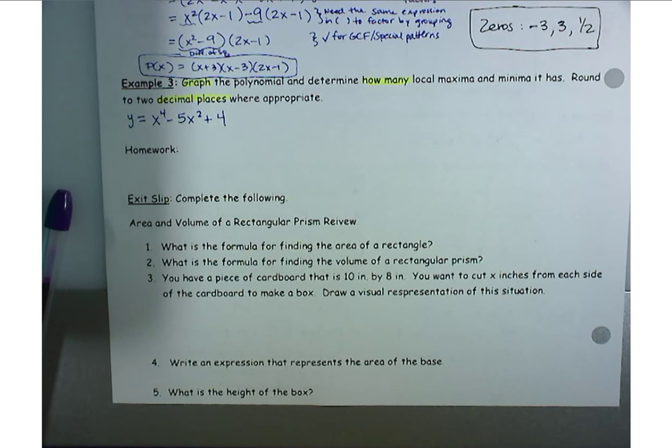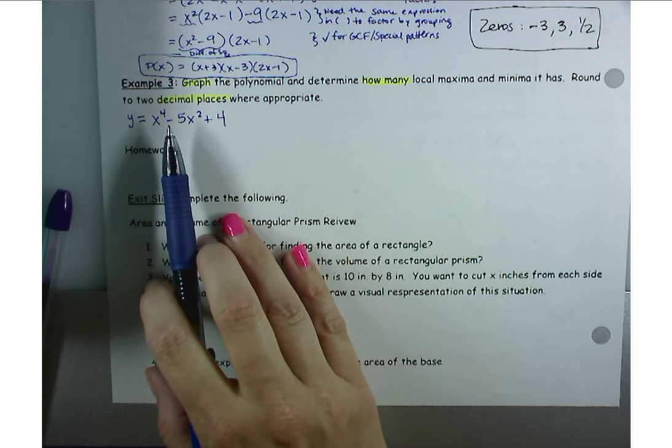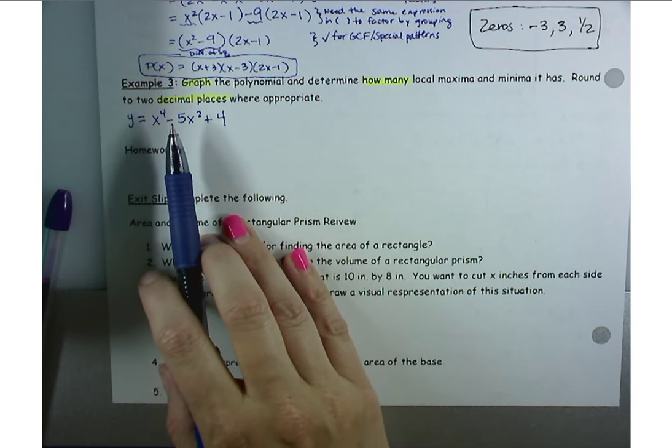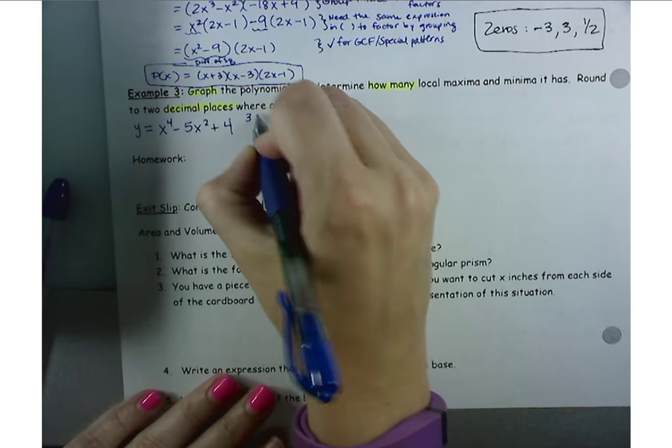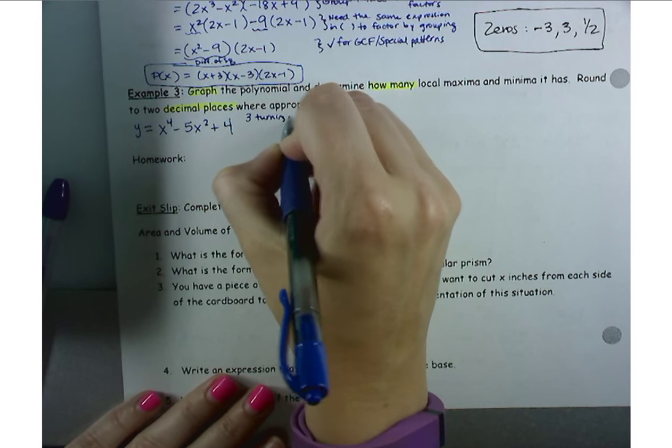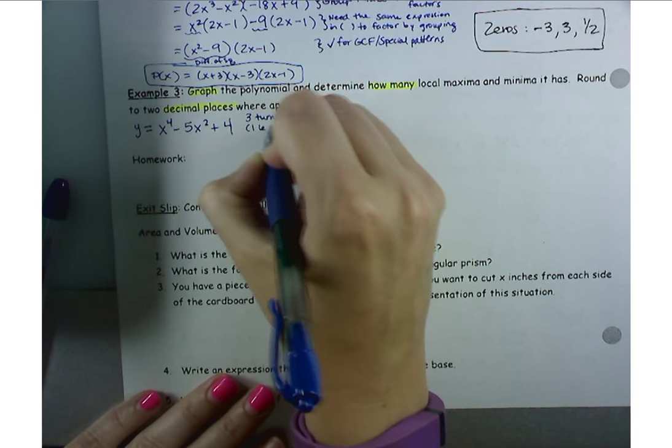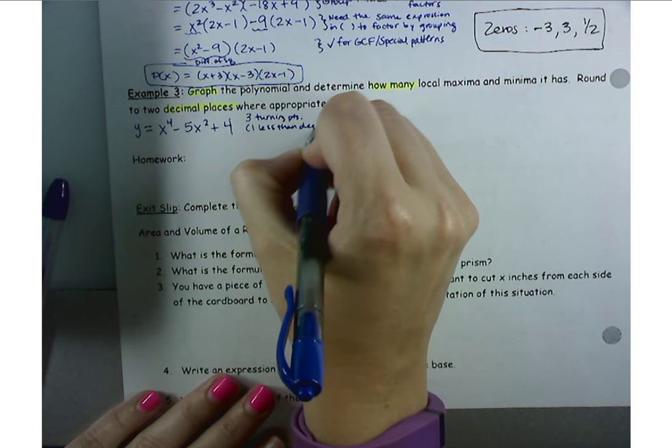But I also want to show you how you can tell how many there are without even graphing it. Do you guys remember talking about turning points last year in Algebra 2? How many turning points does this graph have? 3. It has 3. How do you know? Because the degree is 4. And it's always what? It's always one less, right? So there are 3 turning points. It's always one less than the degree.